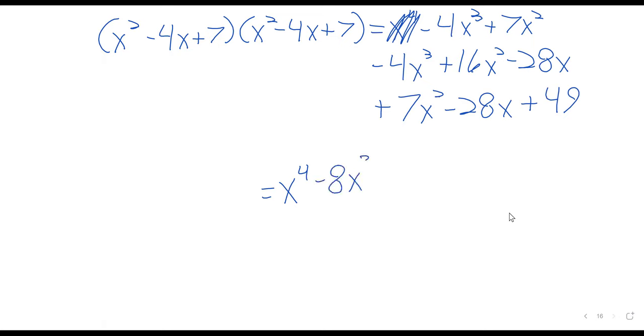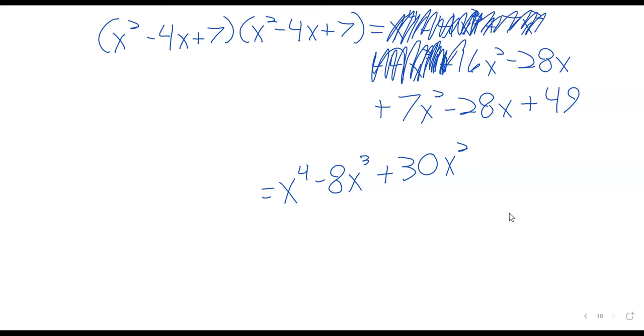So that's the curse of these problems. You make one little slip up like that, and then you get a different answer from the back of the book, and it's impossible to figure out why. Let's see, 16 plus 7 is 23 plus 7. Minus 56x plus 49.